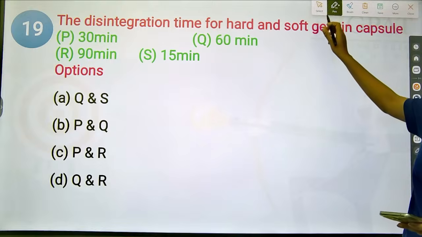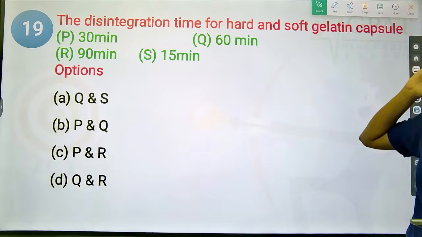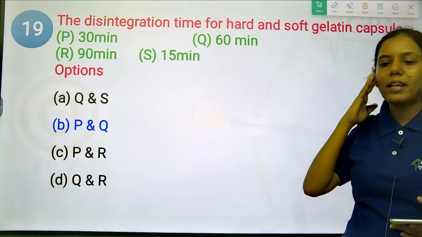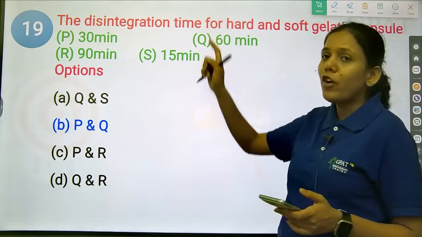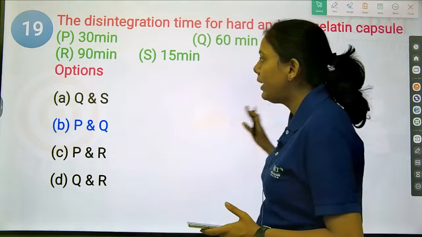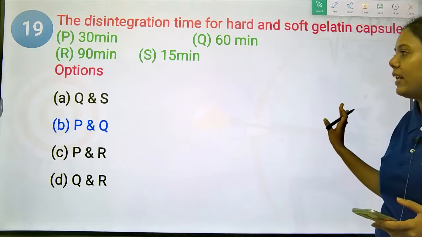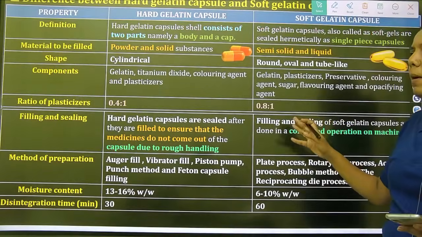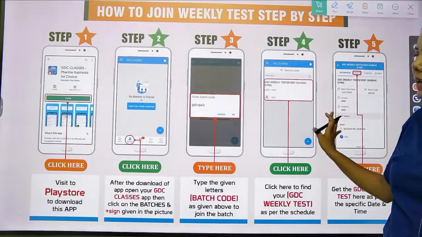Everybody agrees? Because see, in soft gelatin a higher amount of plasticizer is present, so it may take more time. So for soft gelatin it is 60 minutes and for hard gelatin it is 30 minutes. That is the ideal disintegration time. Please remember this for tablets also.